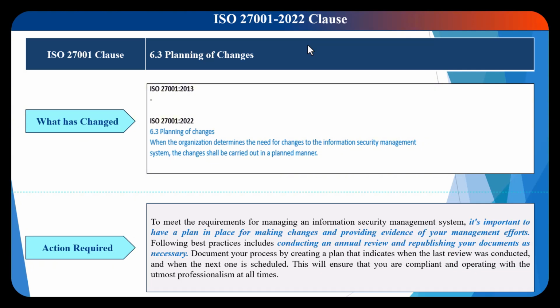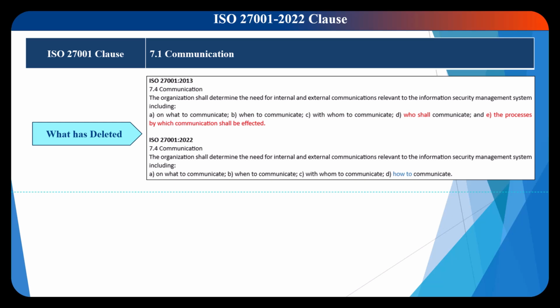Under the clause 6.3, new requirements have been added. And it states, when the organization determines the need for changes to the information security system, the changes shall be carried out in a planned manner. Now, this was already implied in the previous version, and most organizations would have followed their change management process to make changes to their information security management system. However, in the 2022 version, now they have explicitly defined that you must use a change management process to carry out changes.